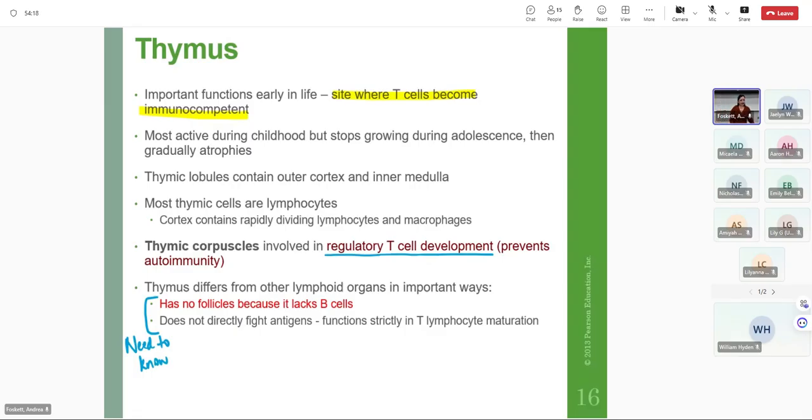So this is very, very active in your early years of childhood. After all of your T cells are programmed, your thymus does not really have a functional role, and it can become smaller and smaller and atrophy as you age, okay?